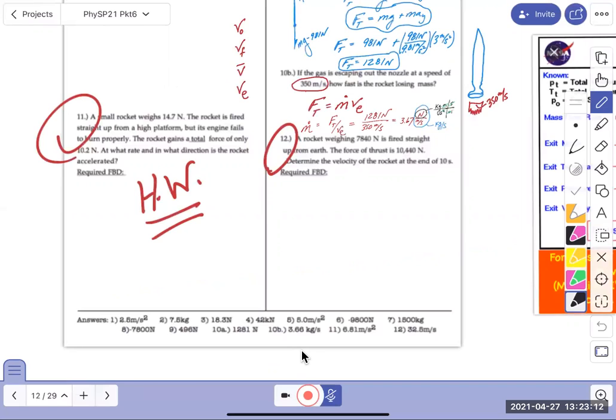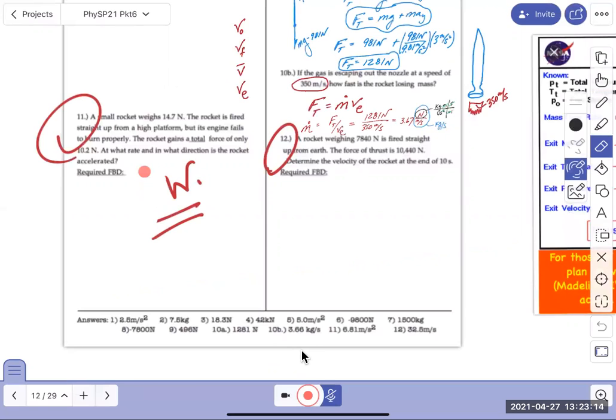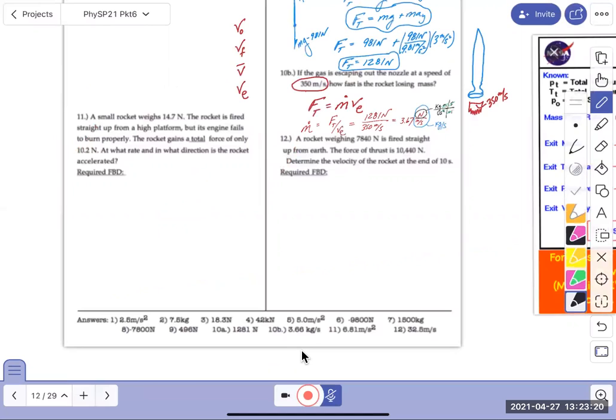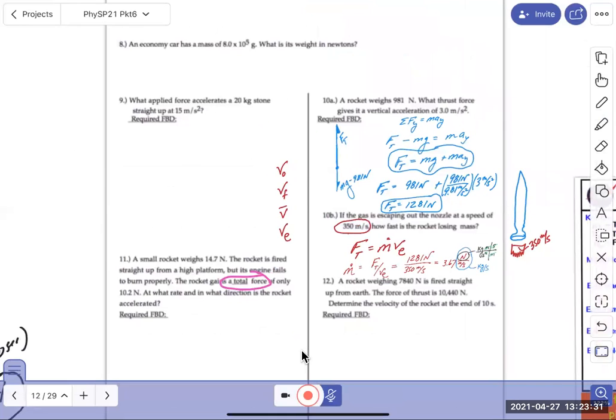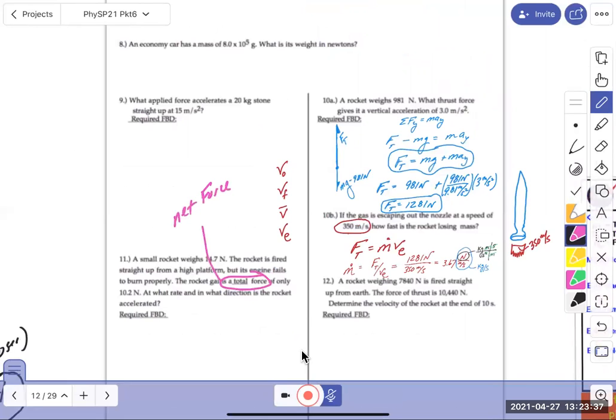Let's look at 11 real quick. The reason I want to bring up 11 is that it's a pretty easy problem, but the reason I bring it up is the wording. I underlined it here, but see where it says total force. If you see it that way, or you see it say net force, either one, in the equation, or total, in the equation, that means summation of forces.